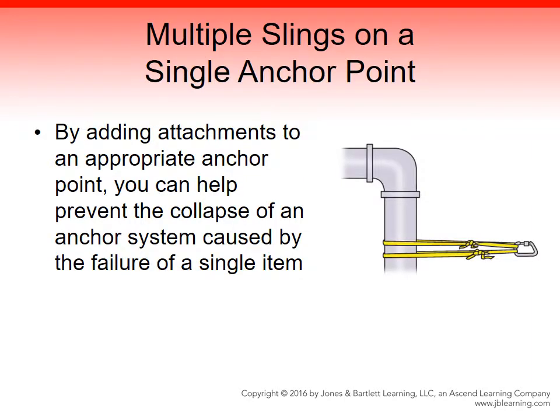By adding multiple slings on a single anchor point, you can help prevent the collapse of an anchor system caused by the failure of a single item such as webbing, a carabiner, or improperly tied knots. This kind of system is used only when the single anchor point is absolutely secure, otherwise known as bomb-proof. There is no insurance at all in the additional webbing and carabiners if the anchor point fails.